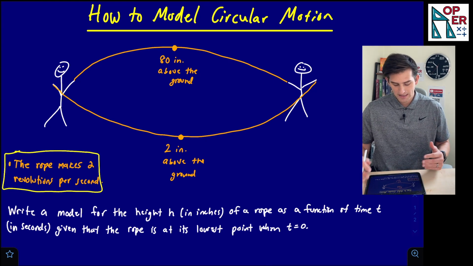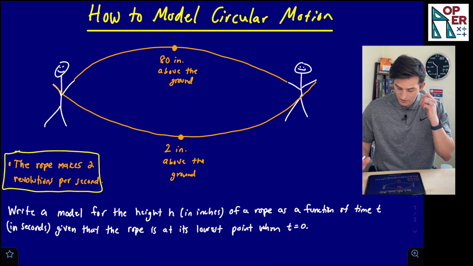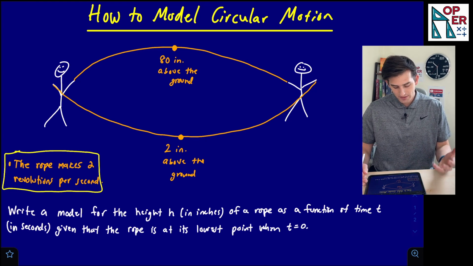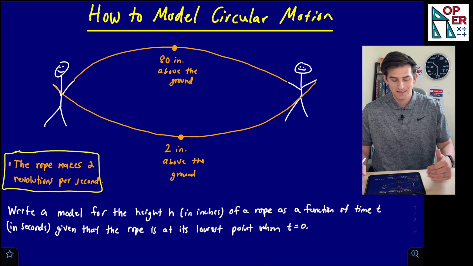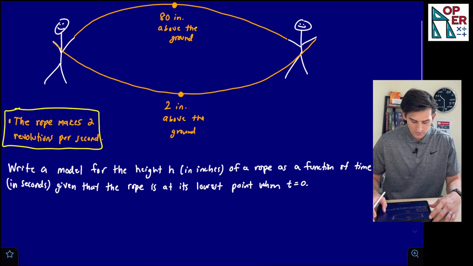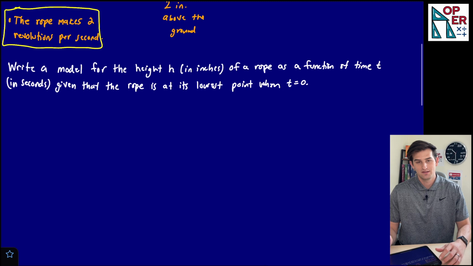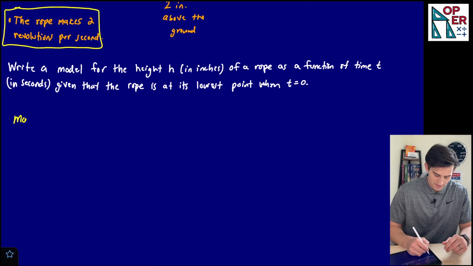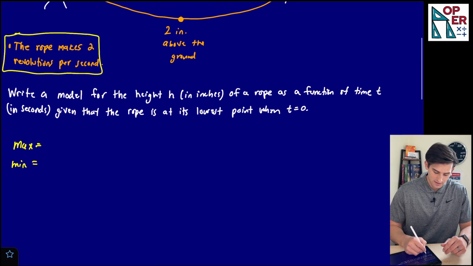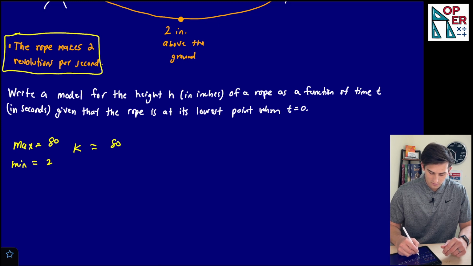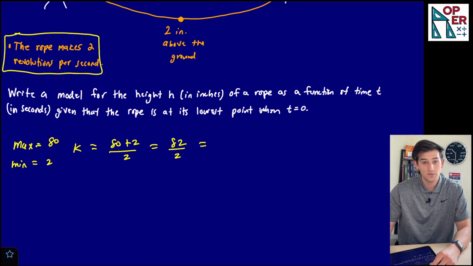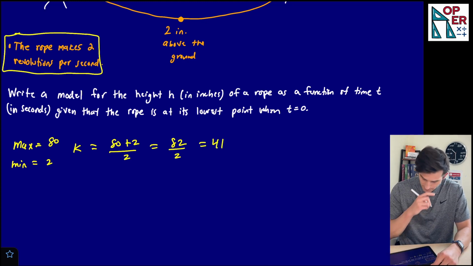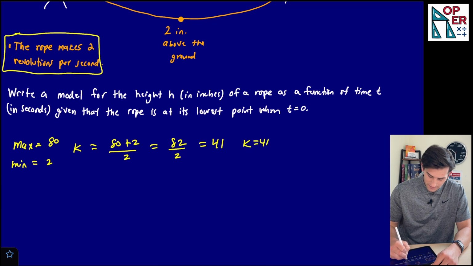So we want to write a model for the height h in inches of a rope as a function of time t in seconds, given that the rope is at its lowest point when t is equal to 0, okay? So let's start off and let's find k. So for k, we're going to need our maximum and we're going to need our minimum. So we said our maximum is 80 and our minimum is 2. So now for k, we're going to add those together. So 80 plus 2, and we're going to divide that by 2. So now we get 82 over 2, and we're going to get a value of 41. So we know that k is equal to 41. We'll make a note of that, okay?